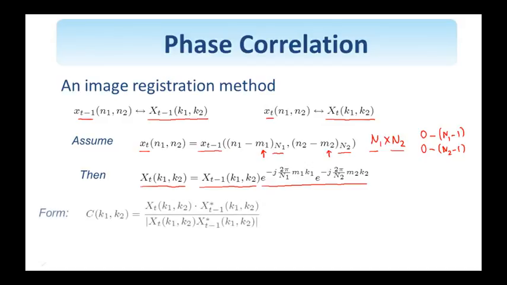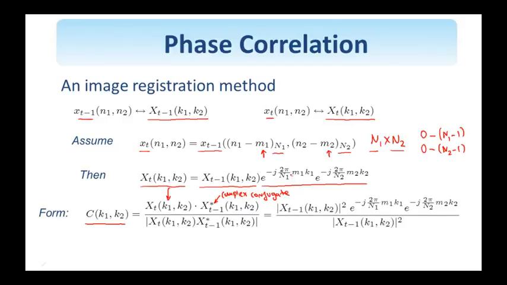Having computed the DFTs of the two frames, the next step is to compute this correlation image, C(k1, k2). It is the DFT of x_t times the complex conjugate of the DFT of x_{t-1}, where taking the complex conjugate of a complex number leaves the magnitude unchanged and changes the sign of the phase, and in the denominator I take the magnitude of these two terms. If I substitute from the equation above for x_t, we see that I have x_{t-1} times its complex conjugate, which gives the magnitude squared times the phase component. So in other words, I get this expression, and we see here that the magnitudes cancel out, and all I am left with is these complex exponentials, this phase component.